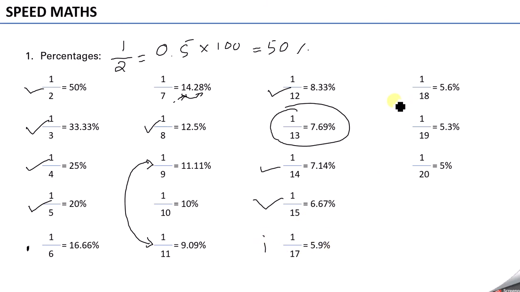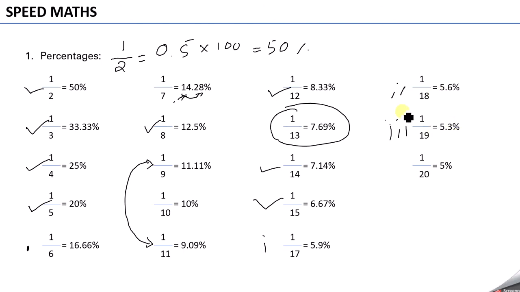Now 1 by 17, 1 by 18 and 1 by 19. Remember these three in one go. So how we do it is, 1 by 17 is 5.9, 1 by 18 is 5.6, 1 by 19 is 5.3. So remember any one and the rest is just 0.3 difference. You see 5.9 minus 0.3 is 5.6, minus 0.3 is 5.3.